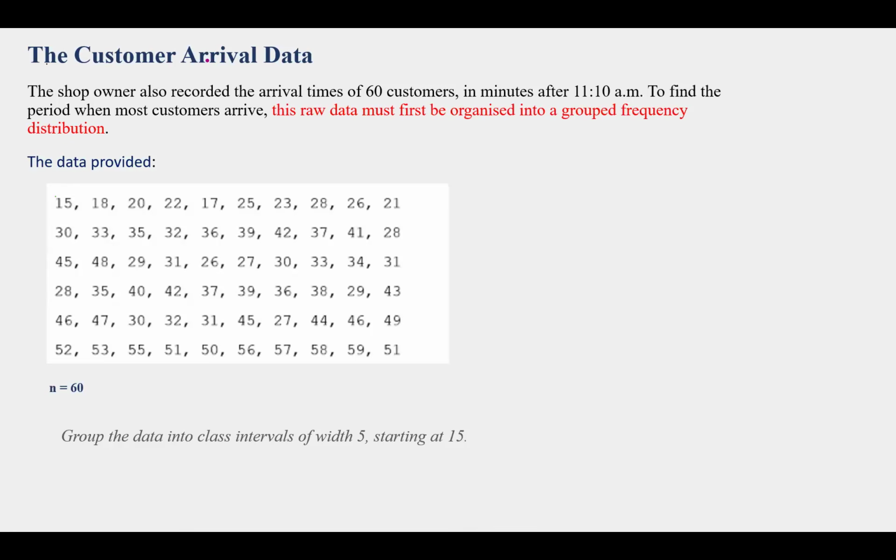The shop owner also recorded the arrival times of 60 customers in minutes after 11:10 a.m. So now to find the period when most customers arrived, we'll have to first start by arranging or organizing this particular data in a grouped frequency distribution or a frequency distribution table. Okay, so you can see here n is equal to 60. So the number of people, n being the number of customers, is equal to 60. So we're going to group them in a frequency distribution table, and we're going to use a class width of 5, starting at 15. Why are we starting at 15?